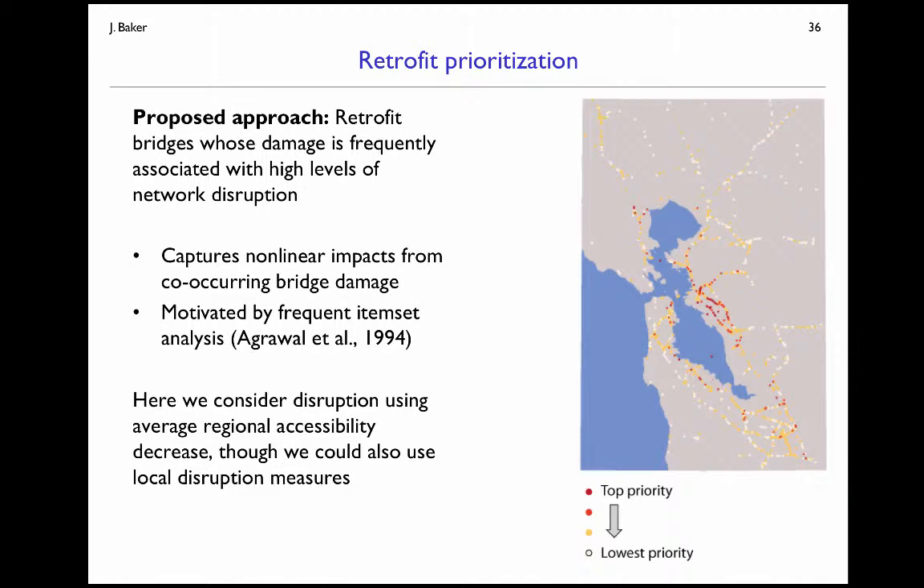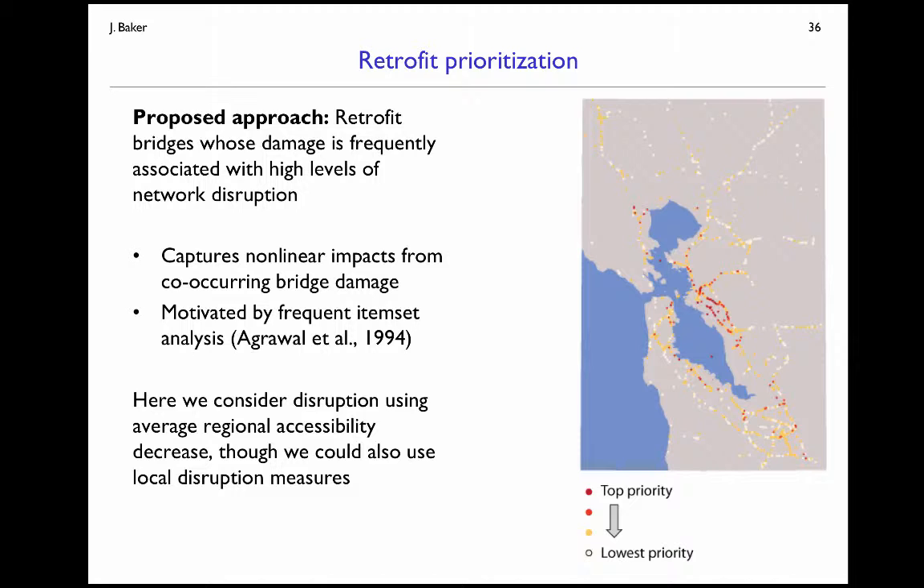Okay, and then a third approach which we considered and which Mihaly and Miller proposed in their thesis was to say, why don't we retrofit the bridges whose damage is frequently associated with high levels of network disruption? So we'll take all those network disruption simulations that we were discussing five slides ago or so, and we'll look at the simulations where there was the highest network disruption, and we'll identify the bridges that were damaged in those high disruption scenarios. And if we look at the suite of the highest disruption scenarios and a bridge keeps showing up as damaged in those, then that's indicative that that bridge's damage is problematic with regard to the network performance.